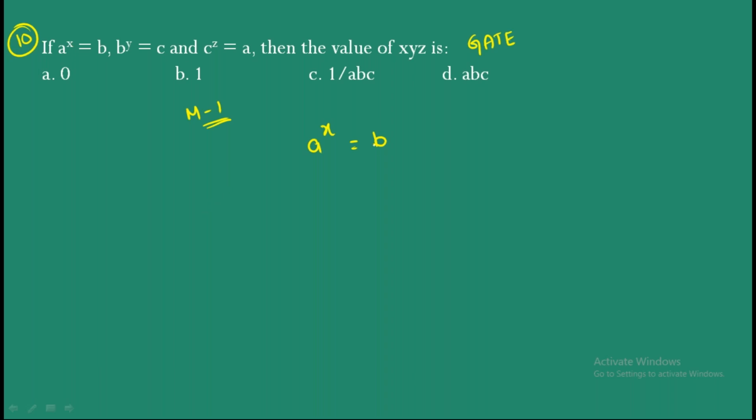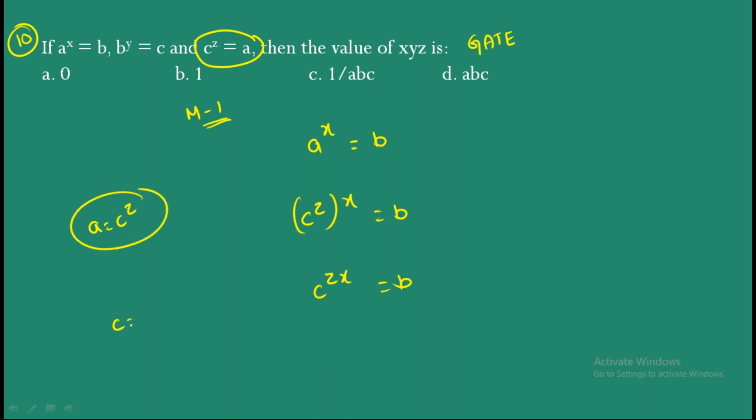Okay. Now here what you can do, a is nothing but c power z, right? Substitute here. A is c power z whole power x. So we can write c power zx equal to b. Okay. Next, we know c is equal to b power y. Substitute it here. If we substitute, then what will happen? It's b power y whole power zx is b power 1.